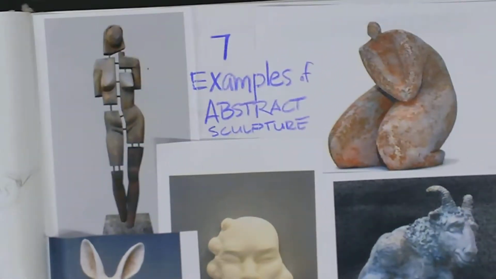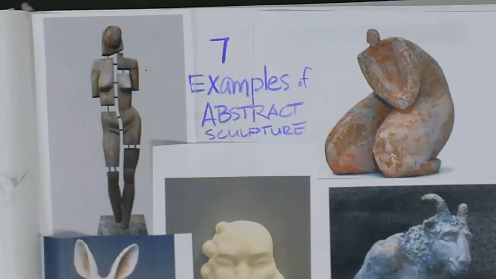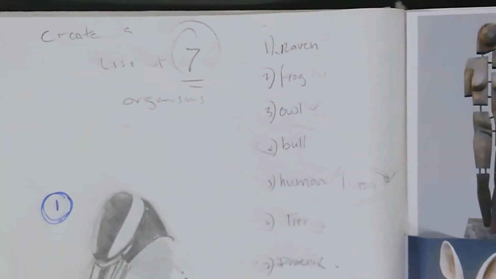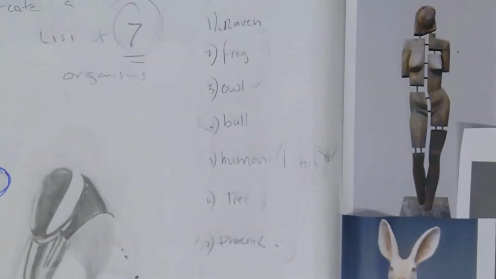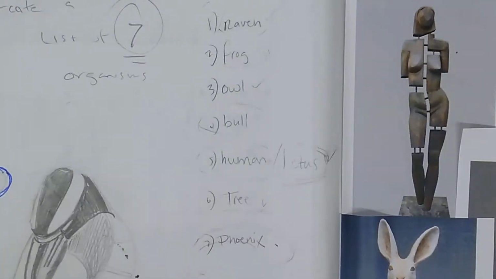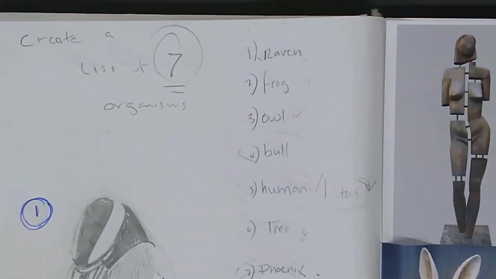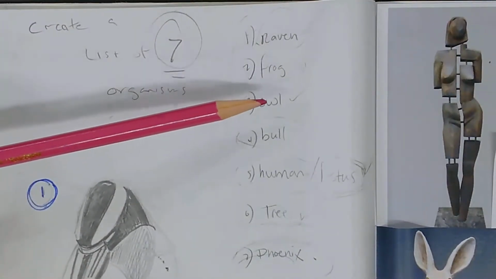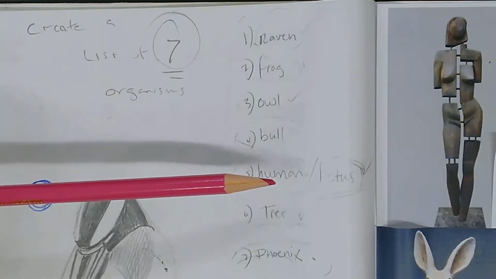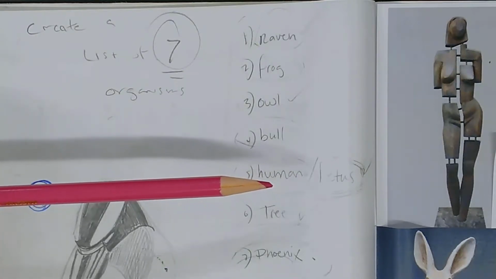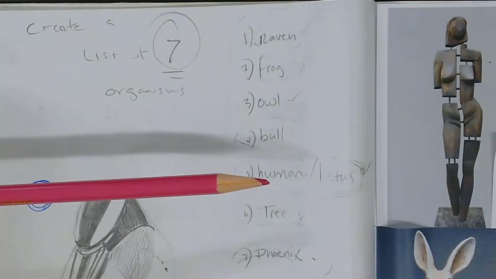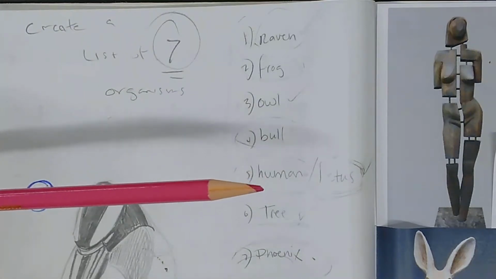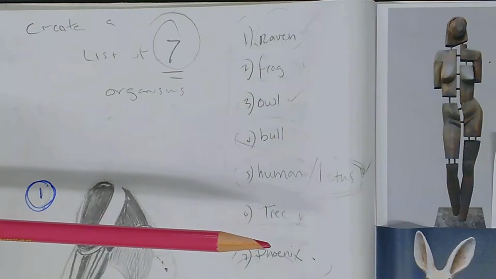Make sure you Google different creative words to come up with different results so you can find some excellent examples of abstract sculpture. The next thing I want you to do is write down a list of 7 to 10 different organisms. So you're going to create a list of organisms. Here I wrote down raven, which is also a crow, a frog, an owl, a bull, a human / fetus. A fetus is an embryo, so like a baby that hasn't been born yet. My wife is pregnant, so it is on my mind. A tree and a phoenix.